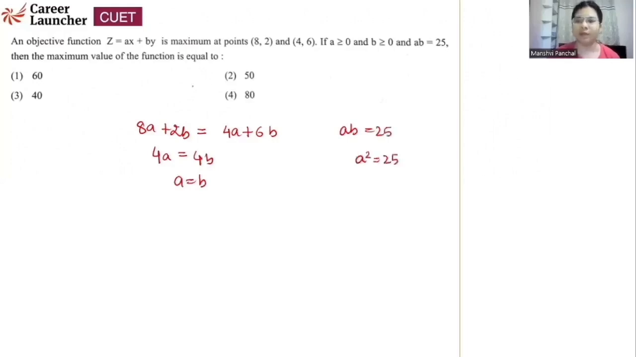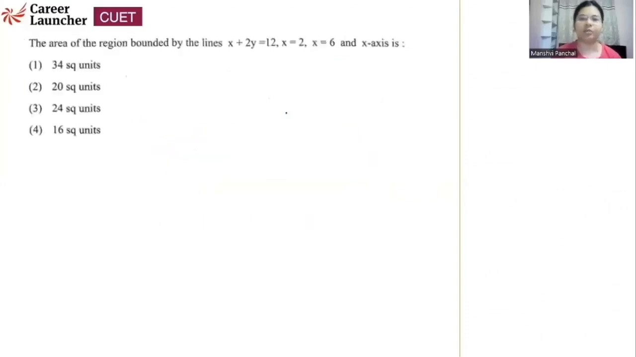Now a can have two values, either plus 5 or minus 5. But it has been given to us that a is greater than 0. So it means a is 5 and b is also 5. Now the maximum value you can find by putting any of the points. So z's maximum will be 8 into 5 plus 2 into 5, which is 40 plus 10, which is 50. So option 2 is the correct answer. Then we have question number 4.